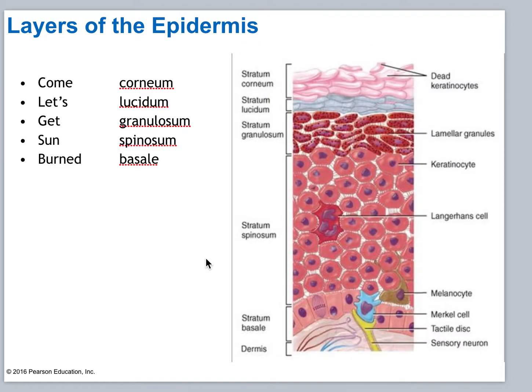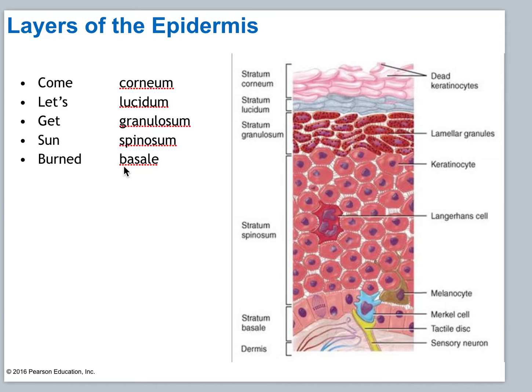But a mnemonic to help remember that is "Come, let's get sunburned." The C in "come" represents corneum, the L in "let's" represents lucidum, G in "get" represents granulosum, S in "sun" represents spinosum, and "burn," basale. So the first letters of "come, let's get sunburned" give you the layers of the epidermis from the outside layer to the inside layer.